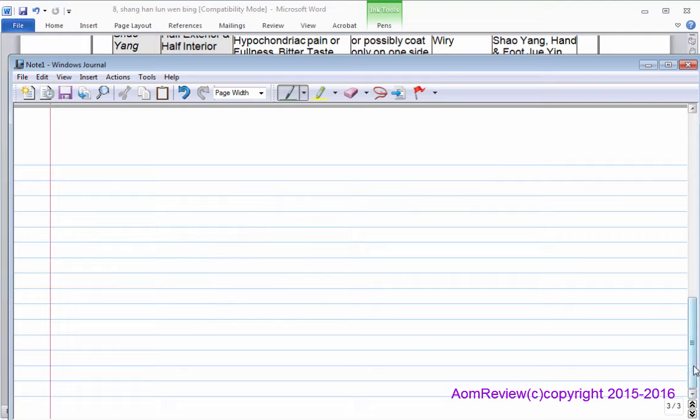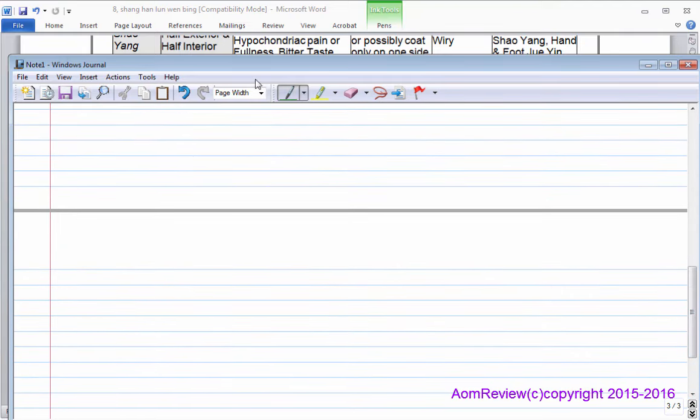Okay, we turn back to this chart. In Shang Han Lun, the very first one is the Taiyang condition, Taiyang channel with exterior condition. Because we call this a cold pathogen, a cold pathogen invading into the body usually uses a door. Where's the door? It is the largest and heaviest organ in our body.